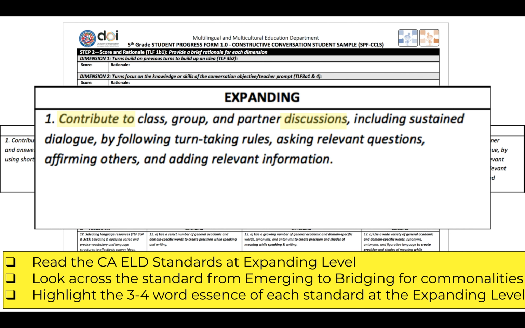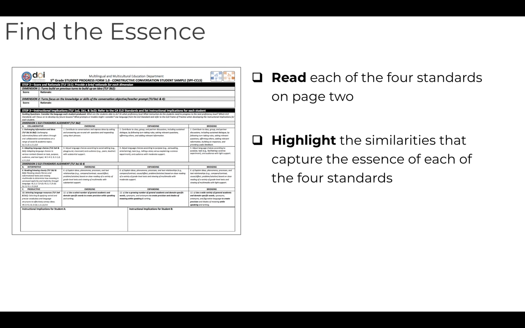So now what you will do is read the California ELD standards at the expanding level for the 4 standards in your SPF. You're going to look across the standard from emerging to bridging for those commonalities and highlight the 3 to 4 word essence of each standard at the expanding level. So you'll read each of those 4 standards on page 2 and highlight the similarities that capture the essence of each of the 4 standards.